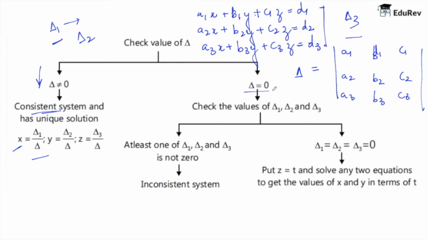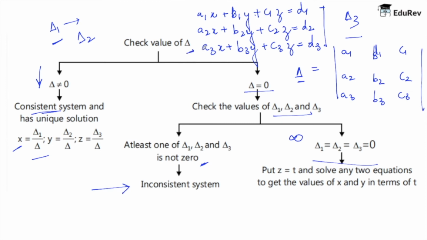Now suppose we find that the determinant equals 0. In that case, we need to check delta 1, delta 2 and delta 3. Now there can be two possibilities. Either delta 1, delta 2, delta 3 are all equal to 0. In this case, we will get an infinite number of solutions. Whereas when at least one of delta 1, delta 2 and delta 3 is non-zero, in that case, we will get an inconsistent system.